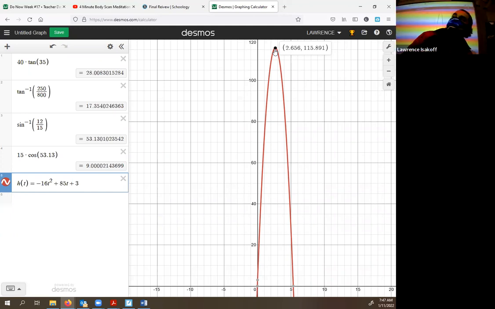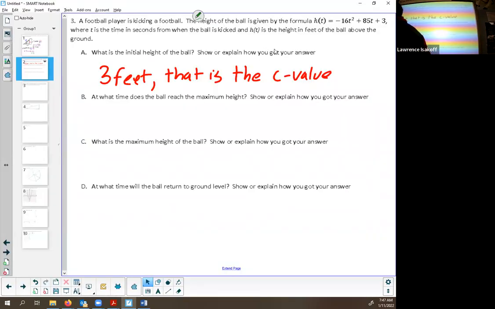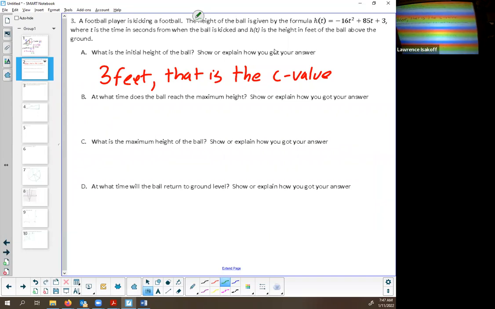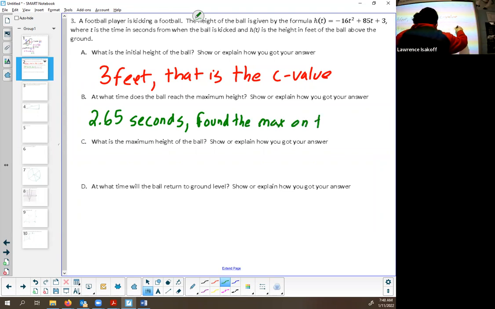So the 2.65 is the time. So what time does it reach its maximum height? After 2.65 seconds. And how did we get that? We found the max on the graph.